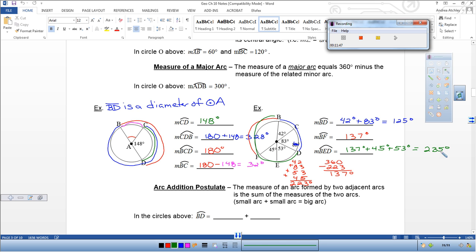Okay, the arc addition postulate is what we've been doing, adding the two smaller arcs to get the bigger arc. So in this case, to get arc BD here, we added arc BC plus arc CD. We're just doing the letters for it. The two parts are going to go that way. Any questions on that?